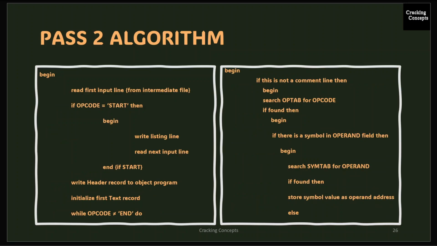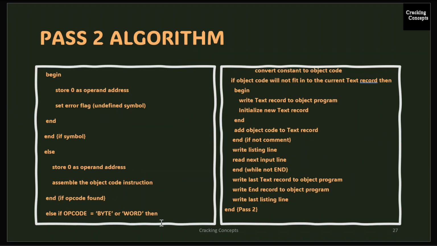And if the case here is that if the opcode is not found, then its operand address will be stored as 0 and the object code instruction will be assembled accordingly. Then it checks if the opcode is a byte or a word. If it is so, then it is converting its constant to the corresponding object code. And if the object code will not fit into the current text record, then you will start writing the next text record.